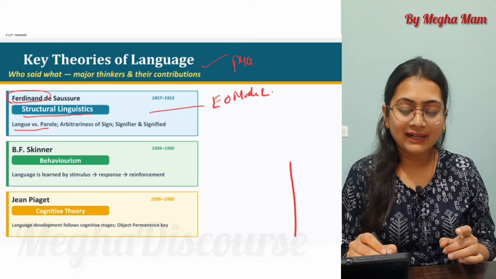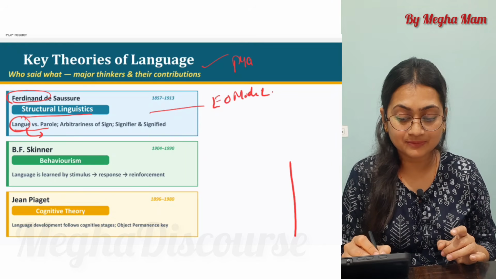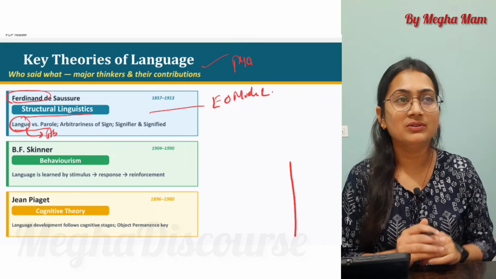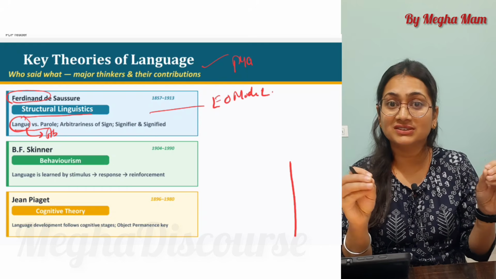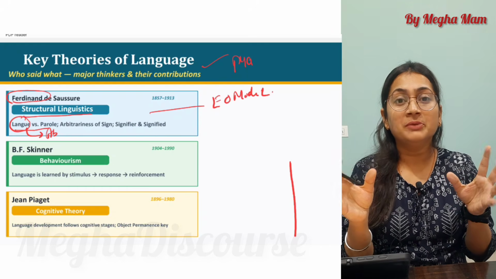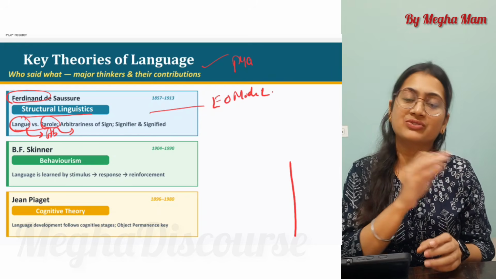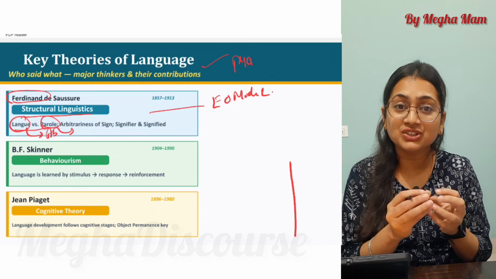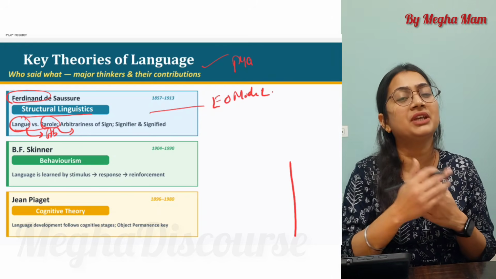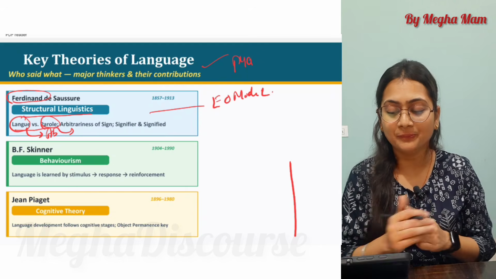What is langue? Langue means abstract system. What is abstract? Which cannot be seen. That is words, alphabet, emotions. Now, what is parole? Parole means the use of the abstract system: how you arrange the abstract system and how you are speaking. This is called parole.